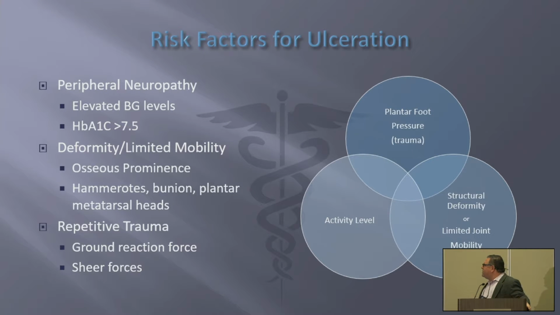And risk factors. We all know these. We're all familiar with these, and certainly there's some overlap. Peripheral neuropathy, elevated blood glucose, looking at that A1C creeping above 7.5. Obviously foot deformities, things that as a podiatrist I'm going to see in my office: bunions, hammer toes, osseous prominences, Charcot foot. These osseous prominences are where we're going to see an ulceration. And of course, repetitive trauma.